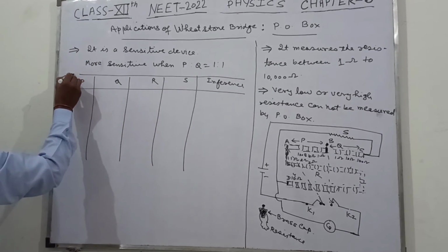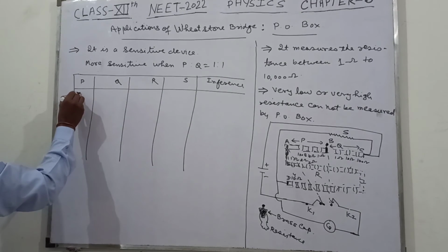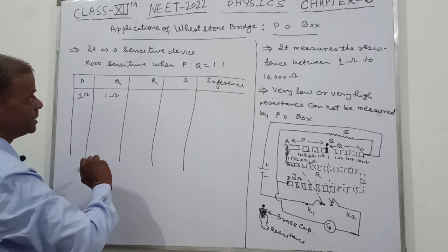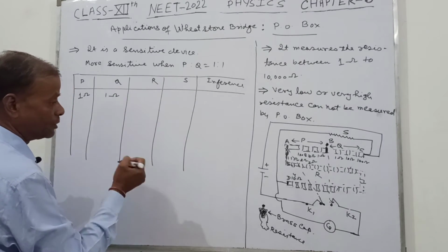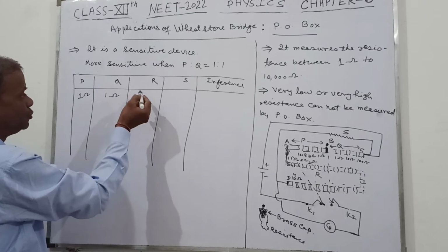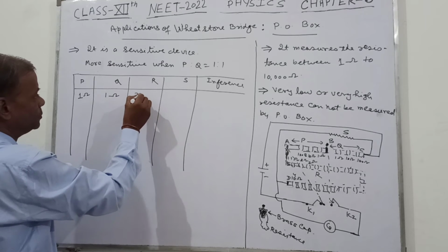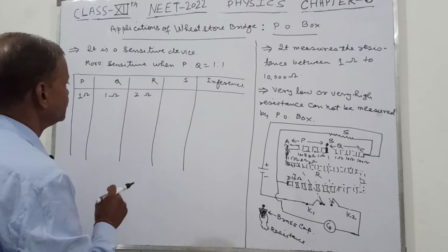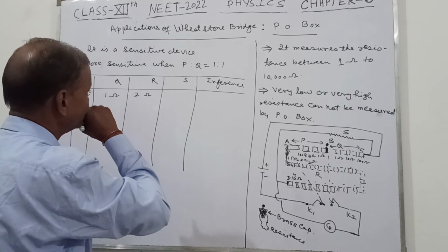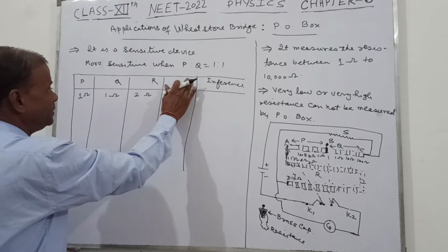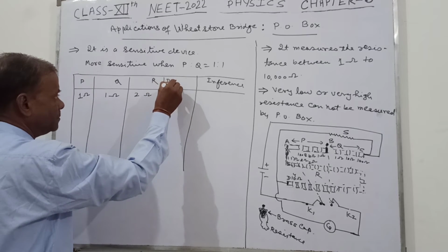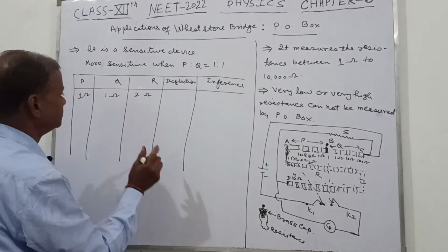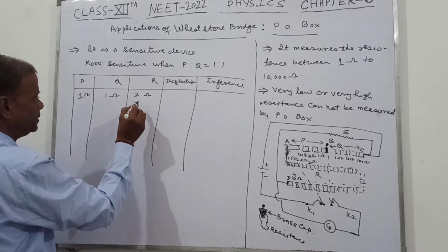Now let P be equal to 1 ohm, Q equal to 1 ohm, then this R. Suppose for this R we are getting 2 and 3. Let it be 2 ohm. Here we take the deflection in the galvanometer. Now suppose we take 3 ohm.